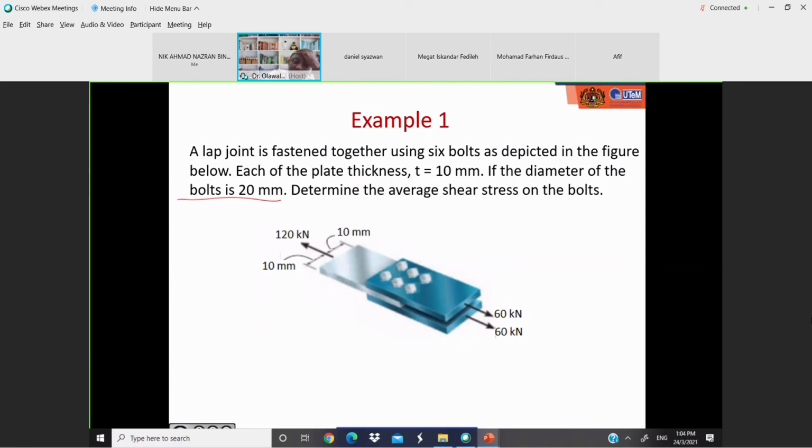So here, the first thing you need to calculate is your V. So what's going to be your V? V equals... carry V. V, how much?